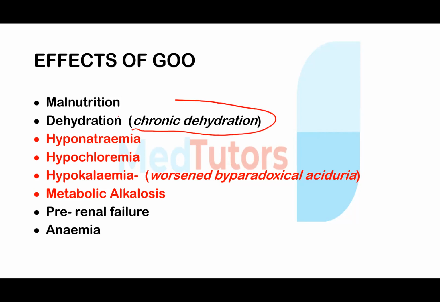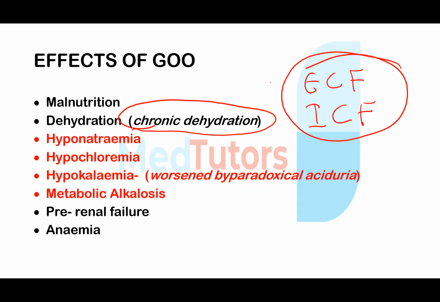They have chronic dehydration, and when you say chronic dehydration, it's loss of fluid from both the extracellular fluid as well as the intracellular fluid. It is a long-standing recurrent vomiting that leads to chronic dehydration. It's not something that causes an acute depletion of the intravascular volume. So they have hyponatremia, hypochloremia, hypokalemia, which worsens by paradoxical aciduria. They have metabolic alkalosis. They may present with prerenal renal failure and anemia. Now, it is expected that everyone should be able to explain how all these electrolyte abnormalities result.